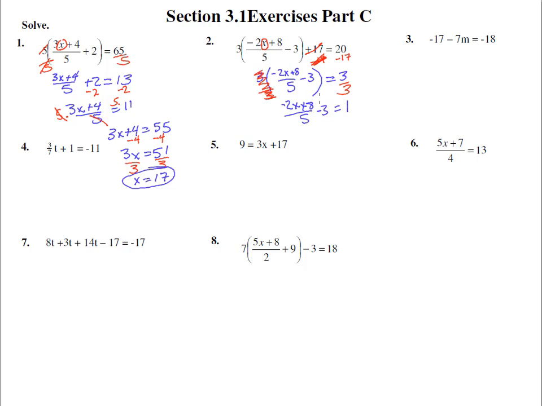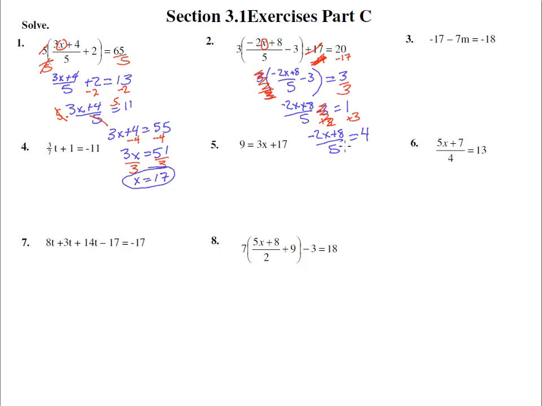So now how do we undo a minus 3? We add 3 to both sides. And this is now gone. It's been peeled off. We now have negative 2x plus 8 over 5 equals, on the right-hand side of the equal sign, we have 1 plus 3 equals 4.